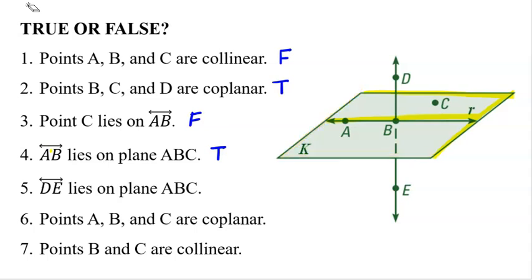Then we've got line DE lies on plane ABC. And so DE is this line right here.